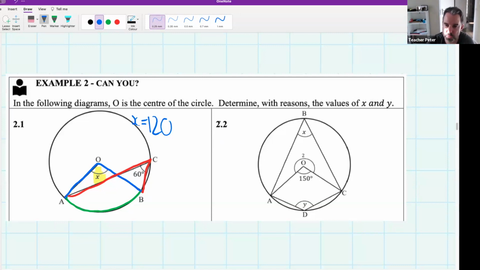Okay, no, I'm on 2.2 now. Yeah. Okay, so let's go across to 2.2. Now we're starting 2.2. For 2.2, I want to find what X is. Let's start with finding what X is.